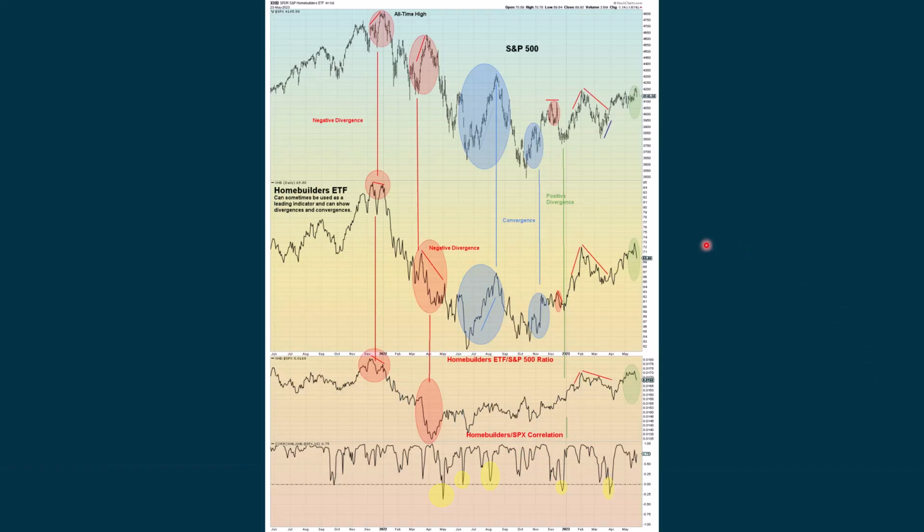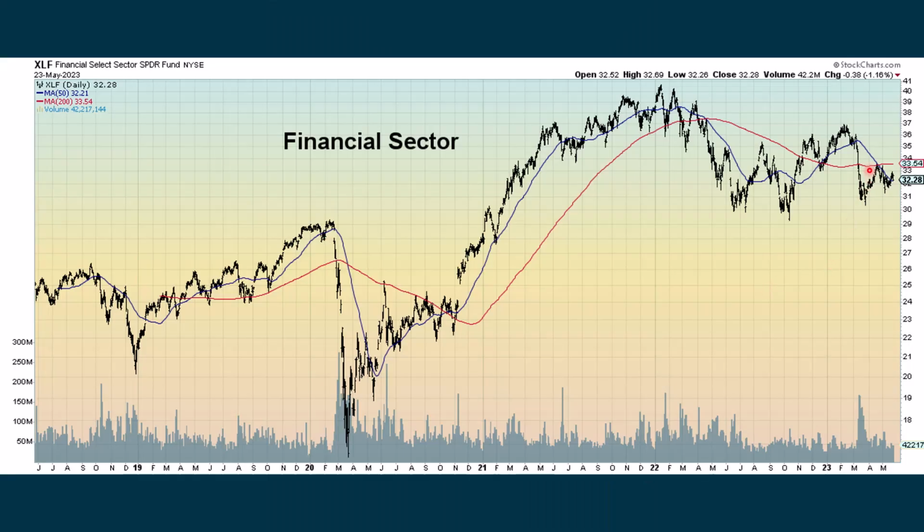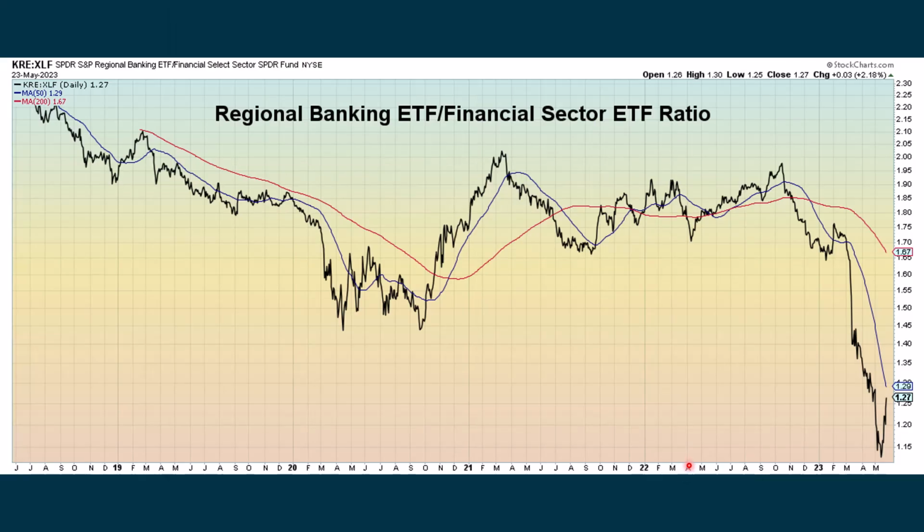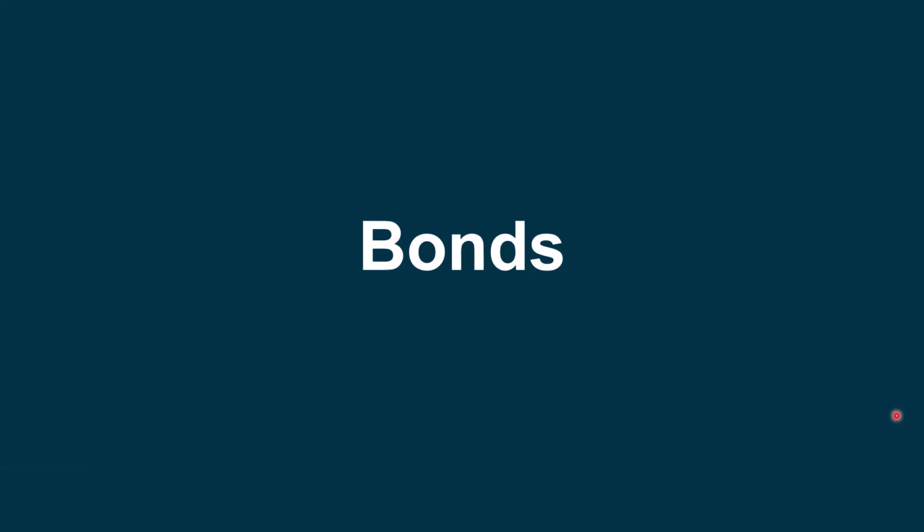The home builders, we were down across the board. The S&P was down, the home builders ETF was down, the ratio was down, which is actually improving the relationship a little bit. Looking at the financial sector, we're still in an overall downtrend, and the financials continue to underperform the S&P, and the regional banking ETF is underperforming the financial sector, even though it's bouncing back a little bit.